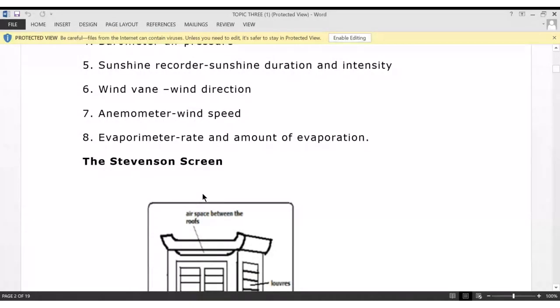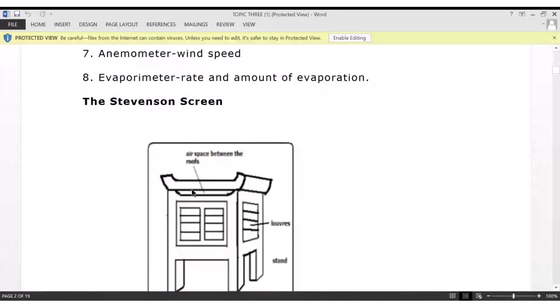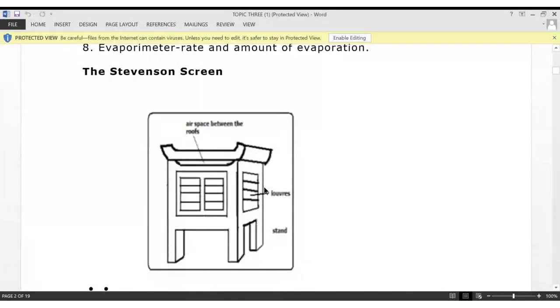We have the wind vane. It measures wind direction. We have the anemometer. It measures wind speed. Evaporimeter. It measures the rate and amount of evaporation. Then we have the Stevenson screen, which is very popular.